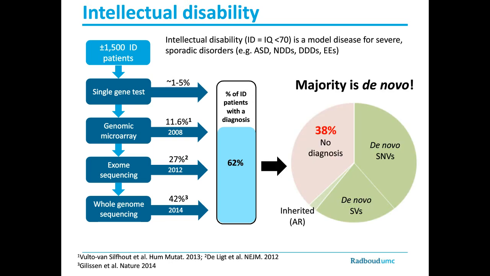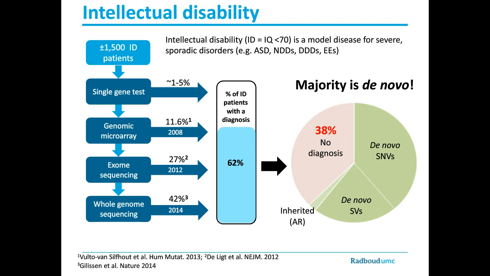It is remarkable that almost all the mutations that we consider disease-causing right now are actually de novo mutations. So several of those are de novo point mutations, but also a substantial fraction are de novo structural variants. However, and sad enough, there is roughly 40% of cases where we can't give a diagnosis even after genome sequencing nowadays.